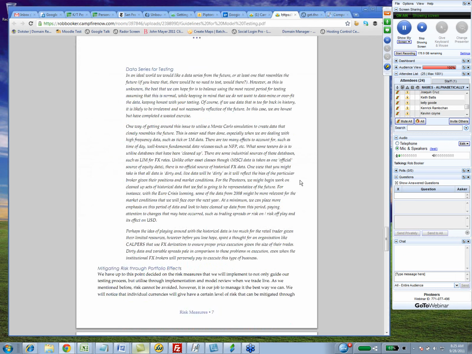All right, back to the point at hand. Data series for testing. In an ideal world, we would like a data series from the future, or at least one that resembles the future. If you knew that, there'd be no need to test, would there? However, as this is unknown, the best that we can hope for is to balance using the most recent period for testing, assuming that this is normal, while keeping in mind that we do not want to data mine or overfit the data, keeping honest with your testing.